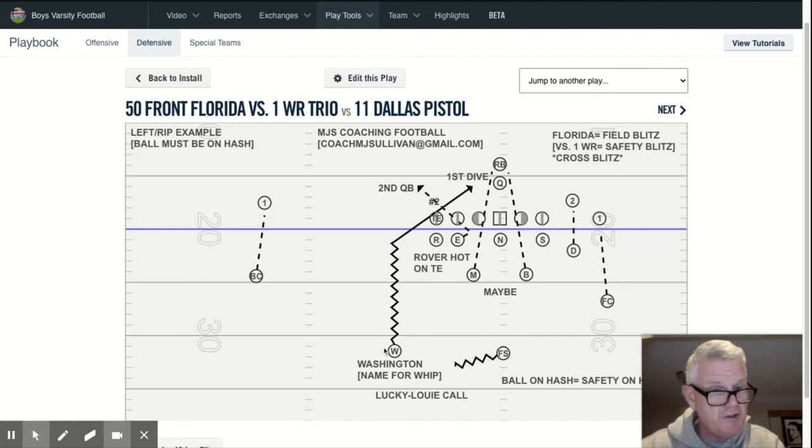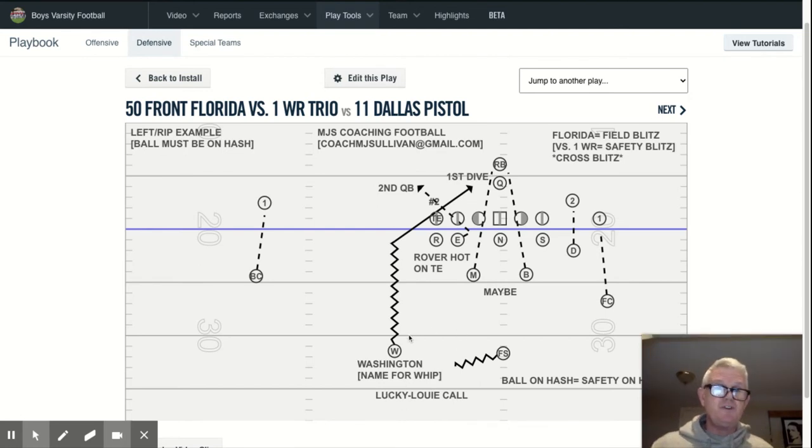So I'm still going to stick with the field safety here. Happens to be the whip because the pass strength, I do this on purpose, is into the boundary. It's still a rip. Okay? So now we all have names. Each of these positions has a name. The whip is called Washington.